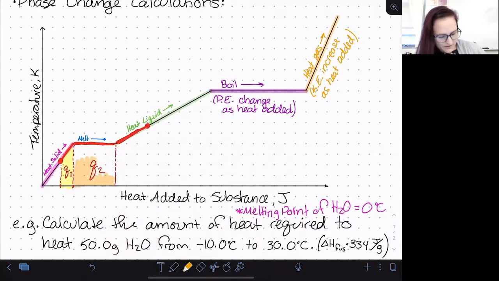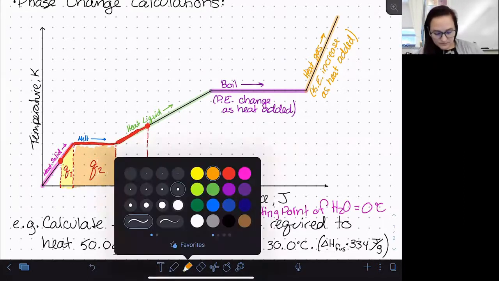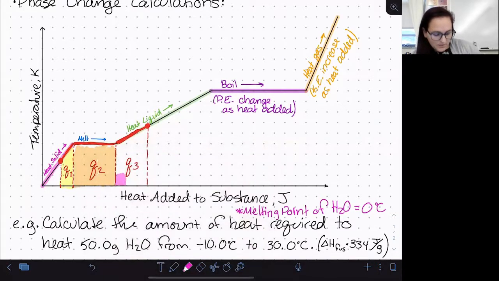That we can calculate using the heat of fusion. And then there is an amount of heat required to take the temperature from the melting point up to the final temperature that was listed in the problem. So essentially we have to break this out into three separate parts, three separate equations in order to solve this.